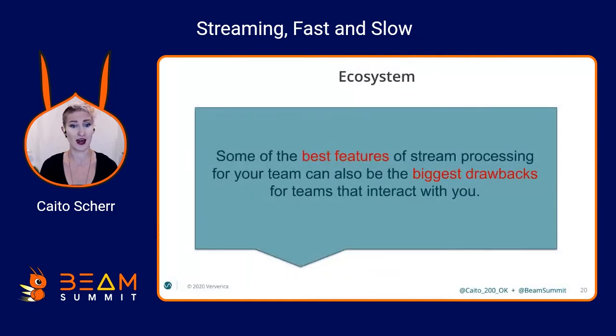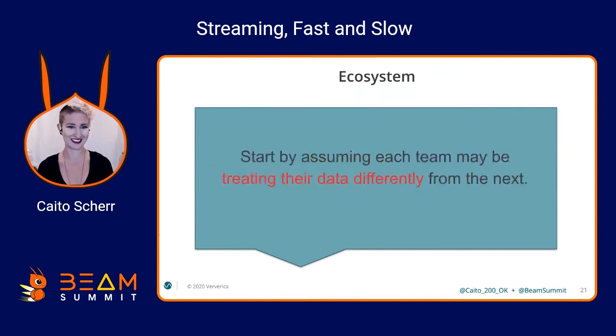So as for integrating that into the technical ecosystem, some of the best features of stream processing for your team we found can also be the biggest drawbacks for a lot of the teams that interact with you, which is just ouch. So firstly, if you're unifying streams of data owned by different teams, you may find that some teams that you thought all treated their data the same don't. And honestly, we found it was just best to assume that each team that we're consuming from may be treating their data differently from the next, which I'll go into more later.